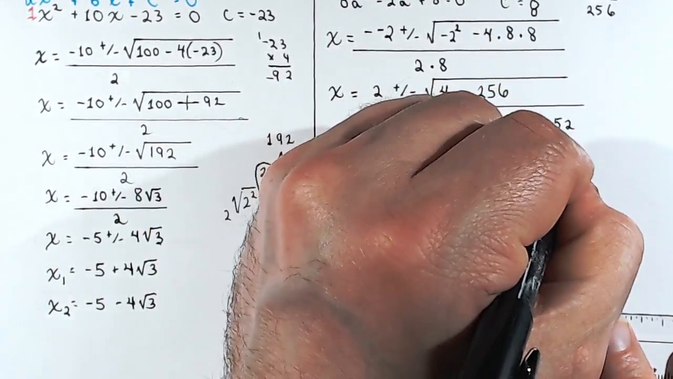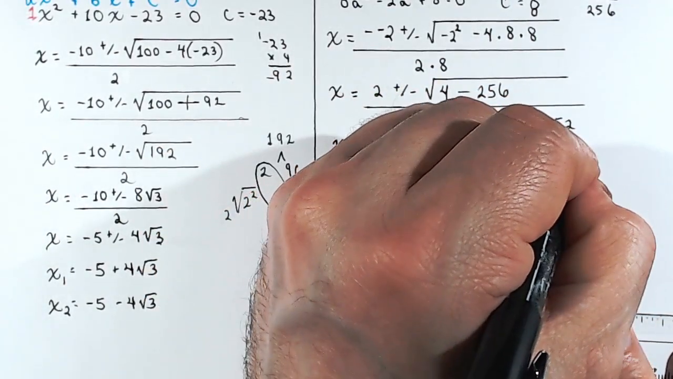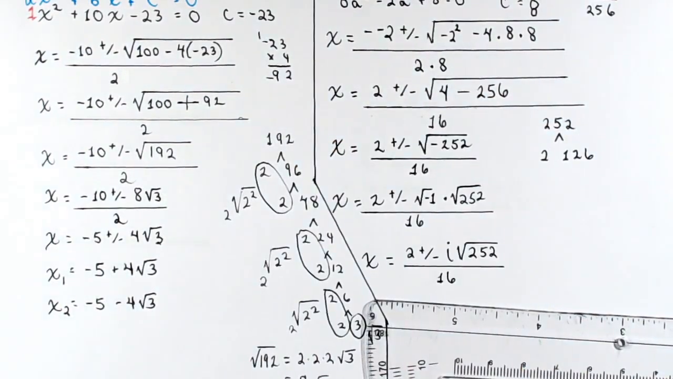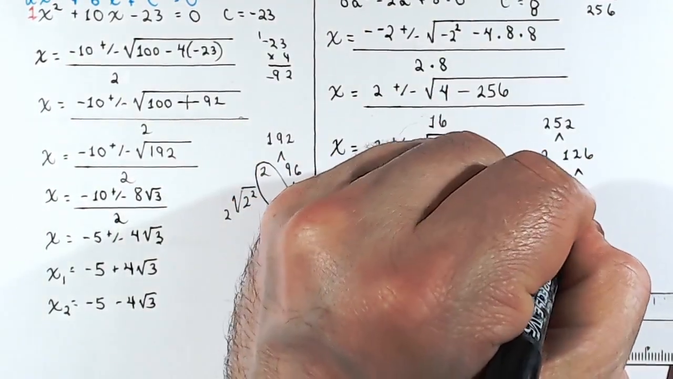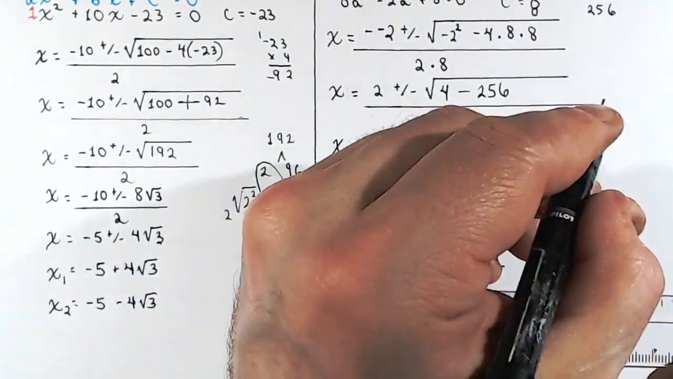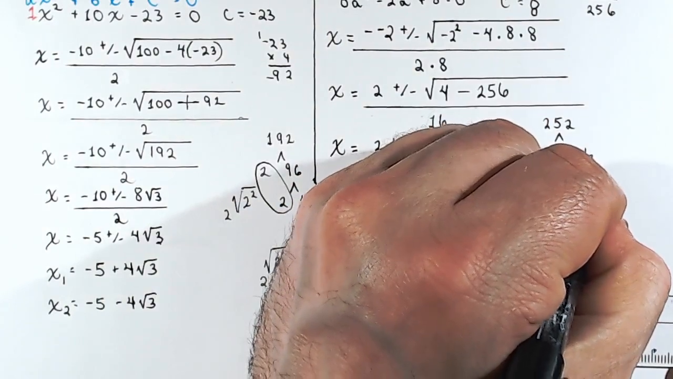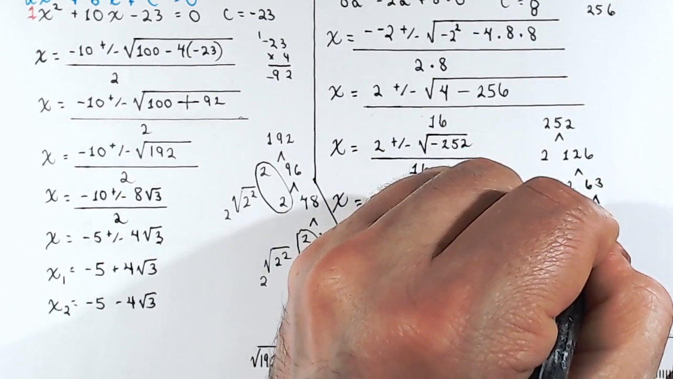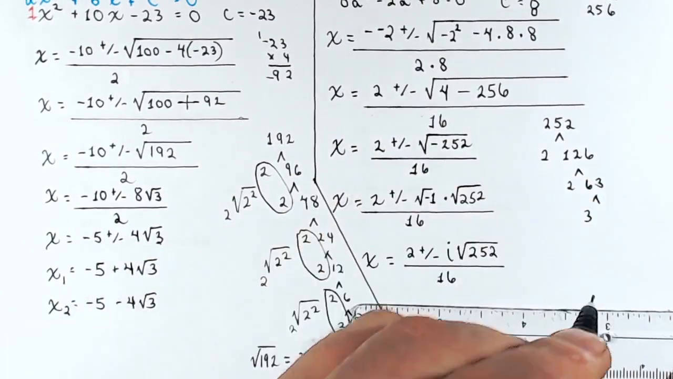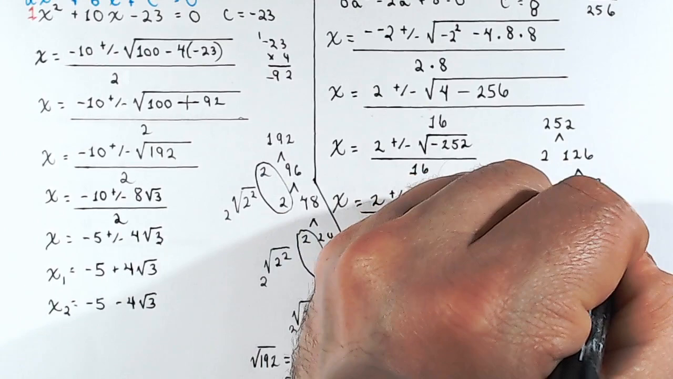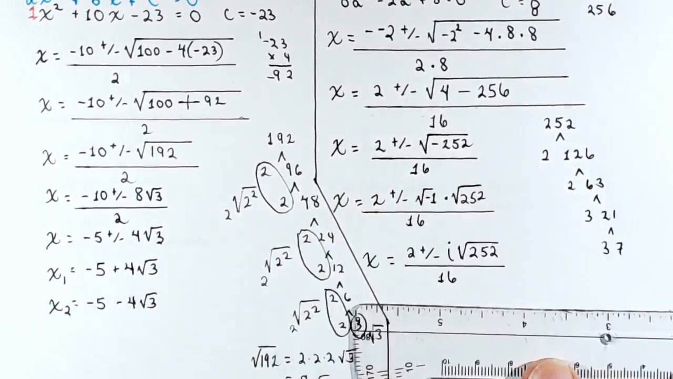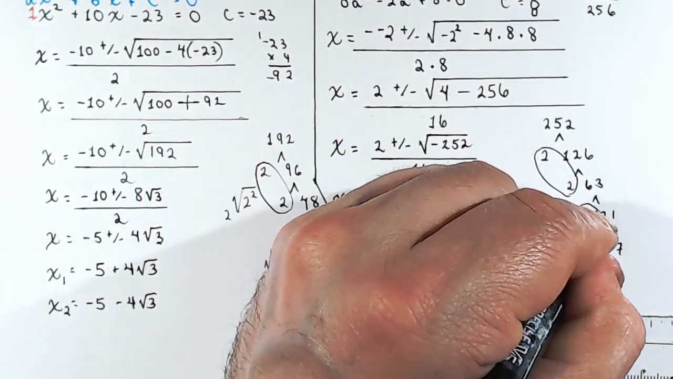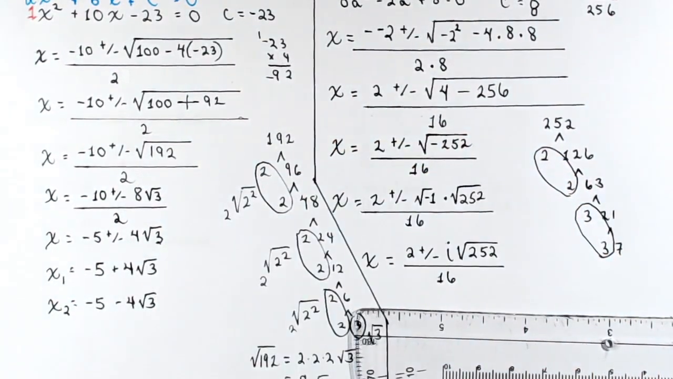Okay, so 2 goes into 2 once with no remainder. 2 goes into 5 twice with 1 remainder. 2 goes into 12 6 times. So 2 times 126 is 252. Can break it down again by 2. 2 goes into 12 6 times with no remainder, and into 6 3 times with no remainder. Okay, and now I've got 3 times 21, and then 3 times 7. So notice here I've got a pair of 2's and a pair of 3's. It's going to be important.